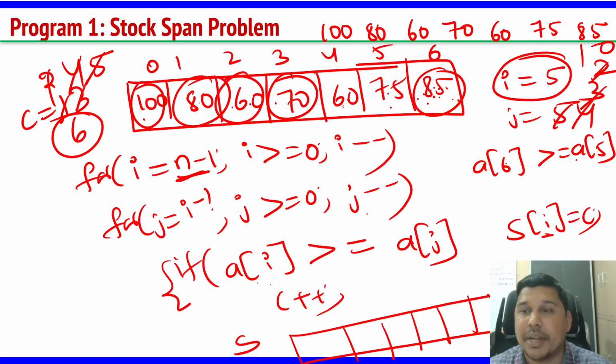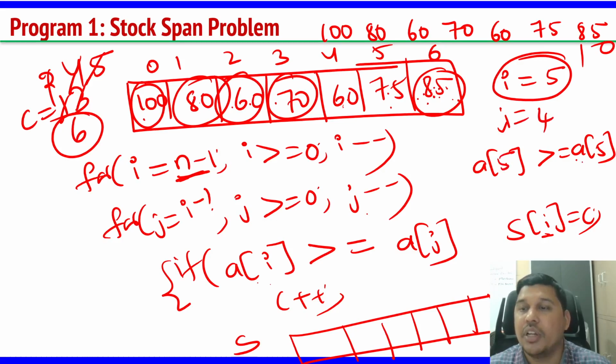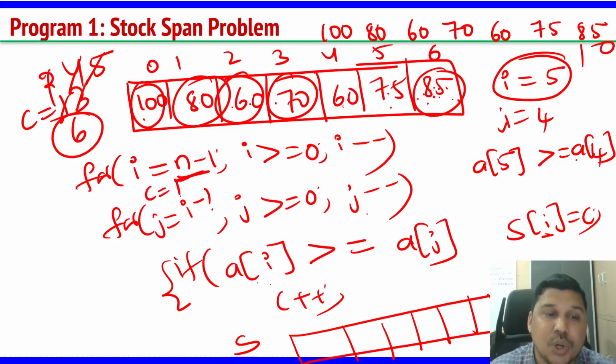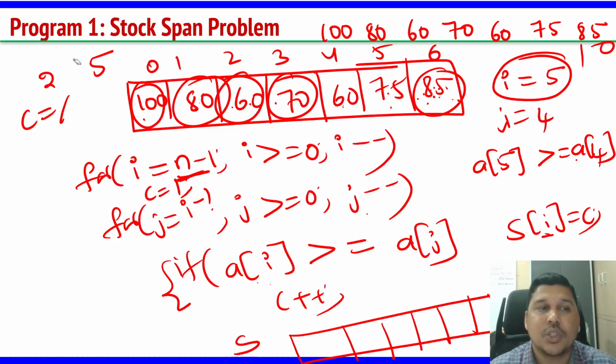When I becomes 5, j becomes 4. Now I have to compare a of 5 with 4 and repeat this process. But again, I want to make my c equal to 1. So I am putting that inside the I for loop. Why? This c should become nullified again. It should go back to the original value. It should not count from there. So again, the c value should become 1 like this.